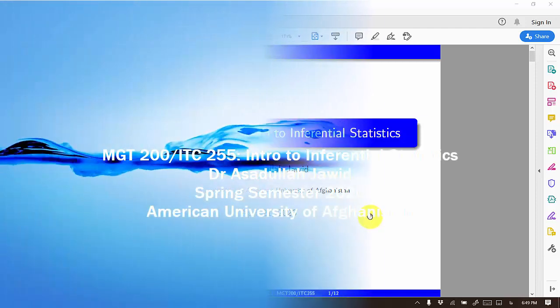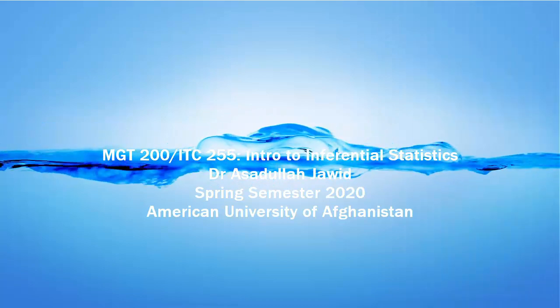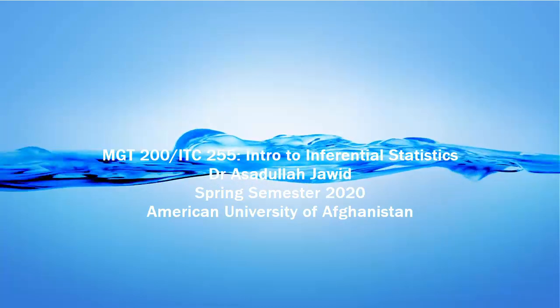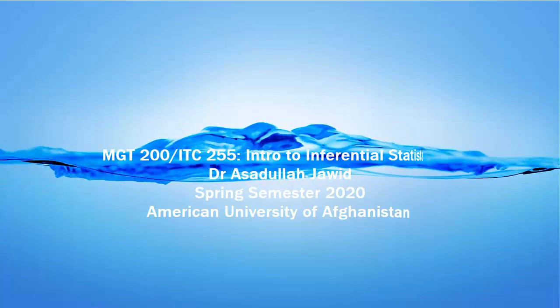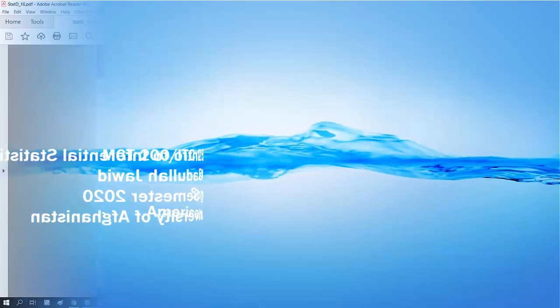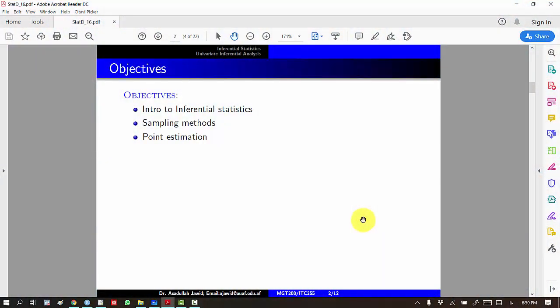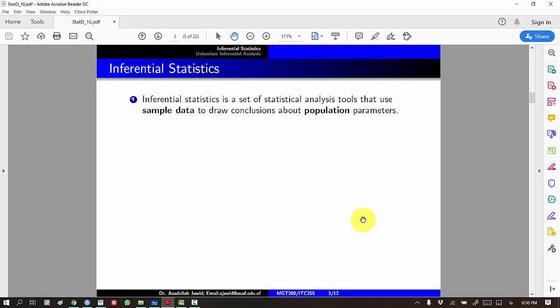Today we are closing the chapter of descriptive statistics and we are opening a new chapter on introduction to inferential statistics. Particularly, we will see what inferential statistics is, then we move on to cover sampling methods and point estimation as well as interval estimation.